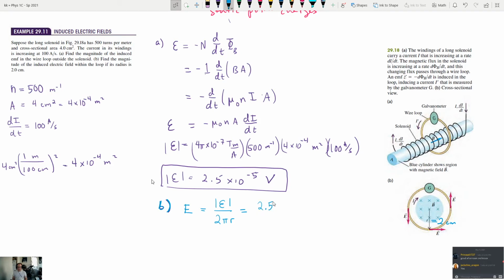So, all right, 2 times 10 to the negative 5 volts, divide by 2 pi, times the radius. We're using a radius of 2 centimeters, so that's 0.02 meters. Okay, what do you all get if you do that calculation? 2 times 10 to the negative 4. Yep. Okay, and that's going to be in volts per meter. So you can see this is a pretty weak electric field.